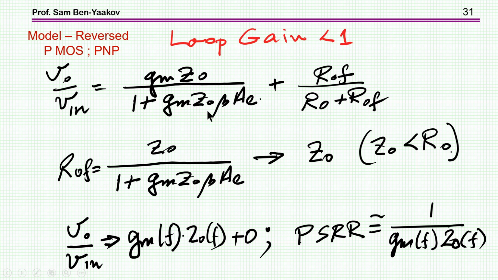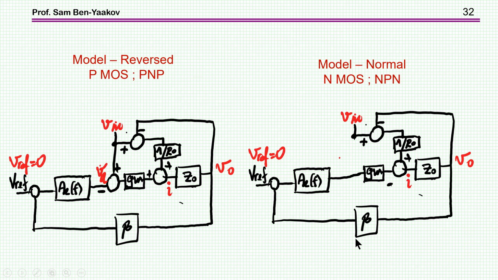Well, I'll talk about it in a minute. I'm talking now the reverse mode, in which we have this portion here. So in this case, this will be negligibly small, and we can cross it out. So we are left with this part here. Now, loop gain is smaller than 1, so we are left with this. So this is now V out over V in, and power supply rejection ratio will be 1 over this value here. Now obviously, if Z out is small because of the capacitor at high frequency, then the power supply rejection ratio could be fairly high.